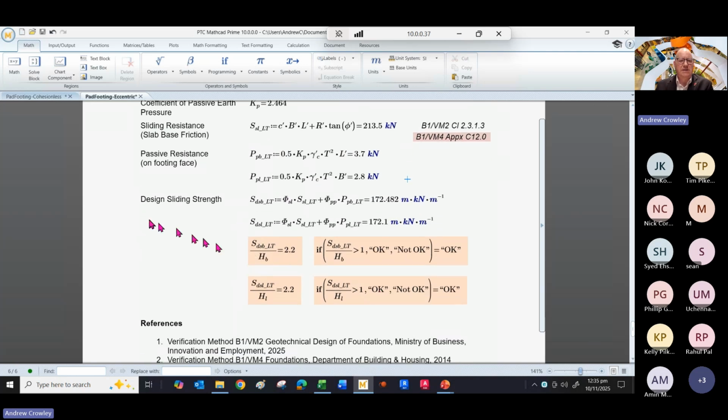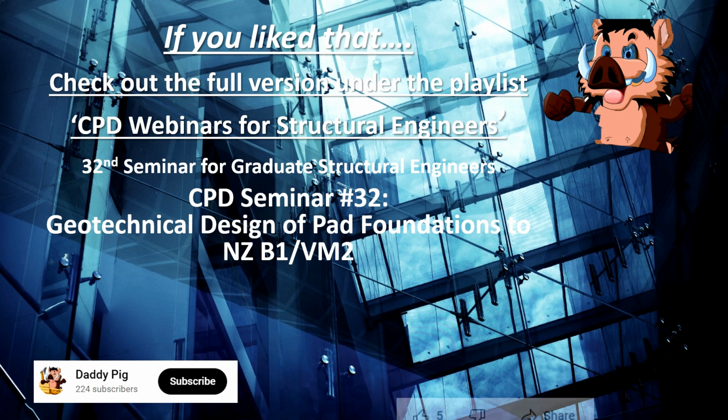So our total design sliding strength is 172, and our sliding strength in the long direction is 172 as well. So our factors there are going to be 2.2 in both cases. So that was the Mathcad.